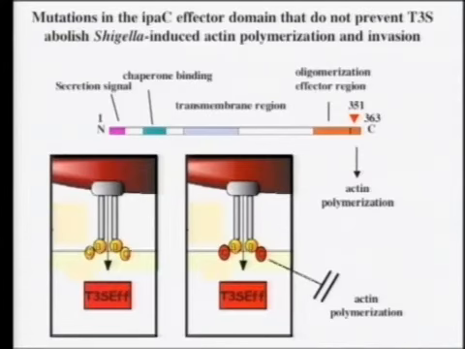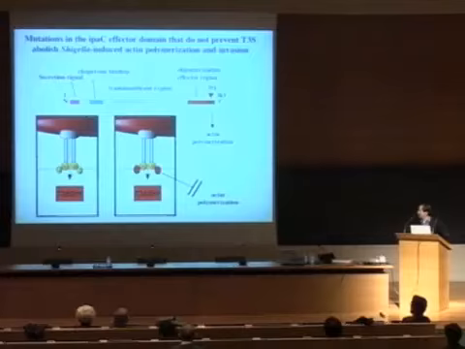So one difficulty here, as you can imagine, is to be able to distinguish between a role for IPA-C as a translocator or a role for IPA-C as a molecule that signals to the cell. So one way to do that here is to identify mutants of IPA-C that are not affected for the translocation of type 3 effectors, but that are affected for signaling.